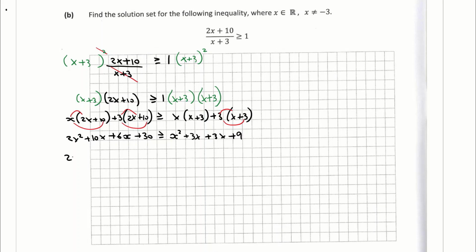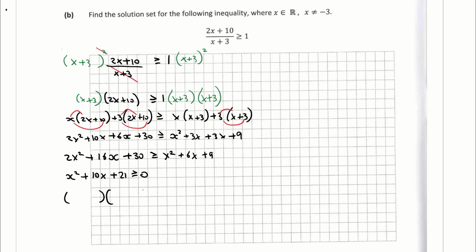Tidying up left and right hand side, 2x squared plus 16x plus 30 is greater than or equal to x squared plus 6x plus 9. Now we can only solve quadratics when they are greater than or equal to 0. So I'm basically going to move everything to the left hand side here. So 2x squared minus x squared is giving me just 1x squared. 16x minus 6x is 10x. And 30 minus 9 is plus 21. Greater than or equal to 0 now.